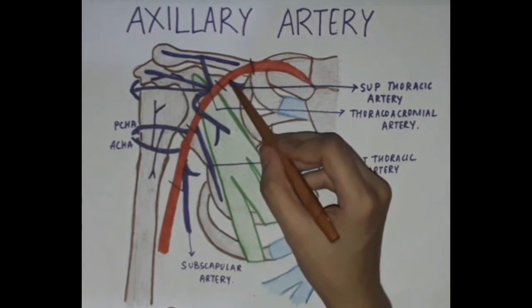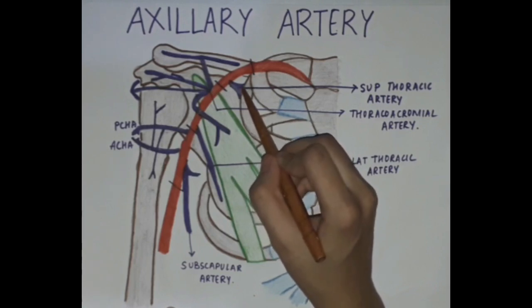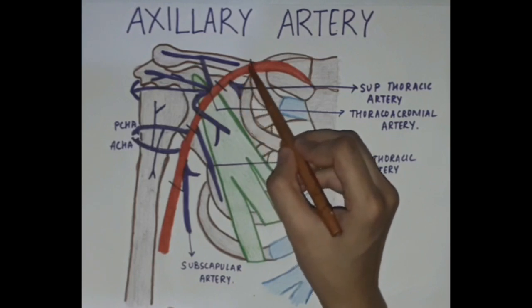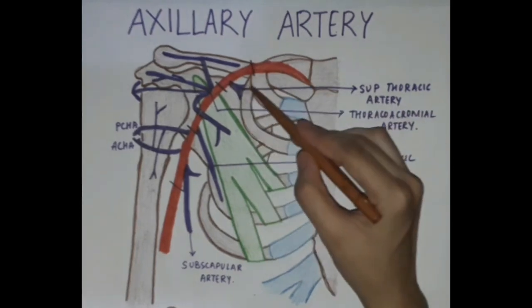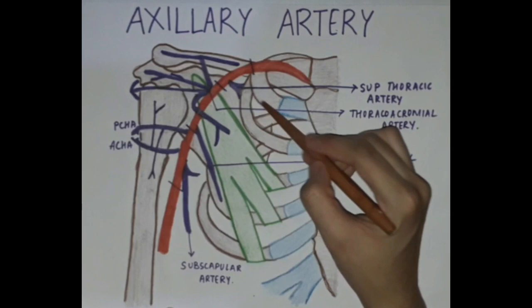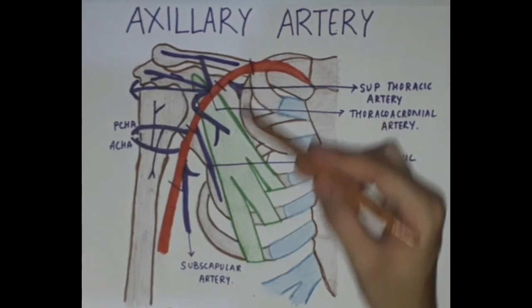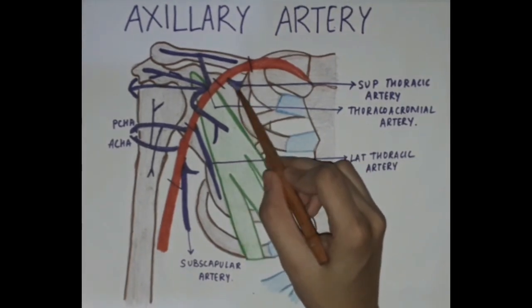The first branch is the superior thoracic artery. The superior thoracic artery is a very small branch which arises from the first part of the axillary artery near the subclavius muscle. It runs downwards, forwards, and medially. It passes between the two pectoral muscles and ends by supplying these pectoral muscles and the thoracic wall. This is the superior thoracic artery.